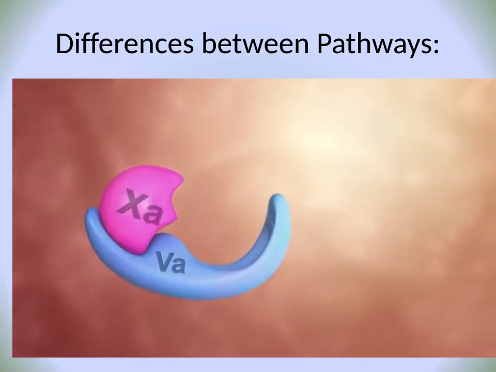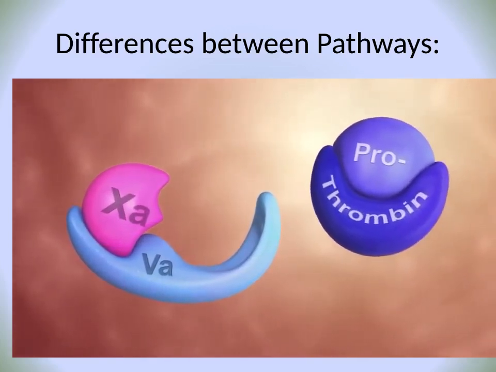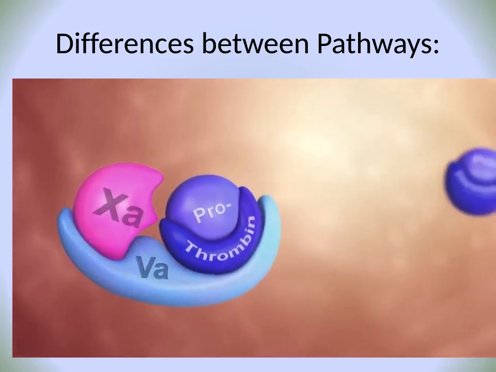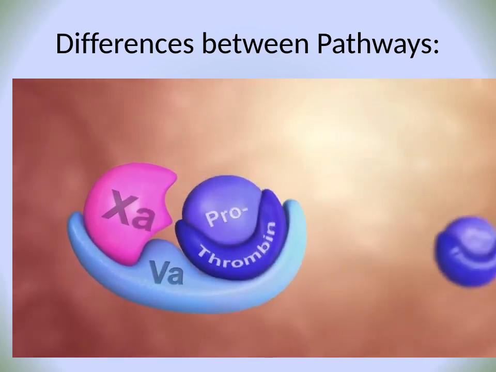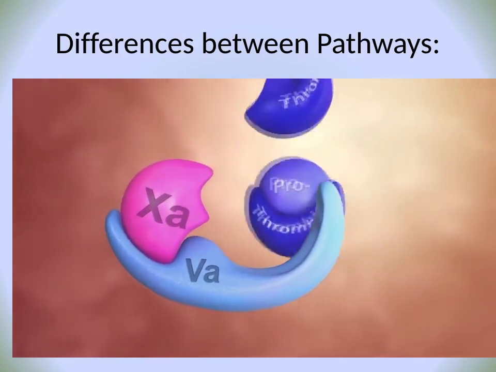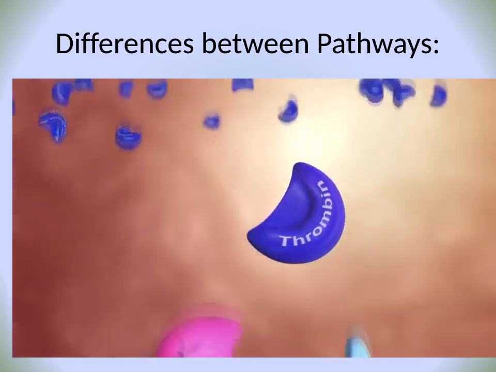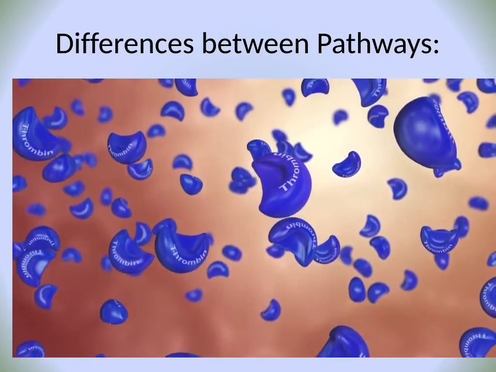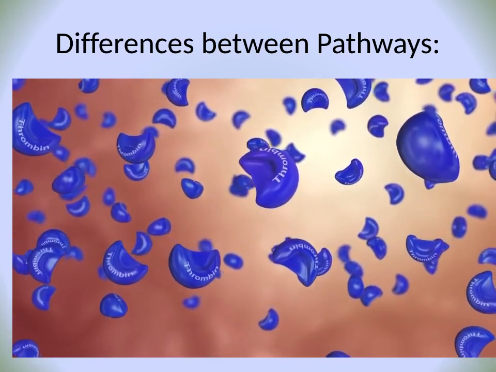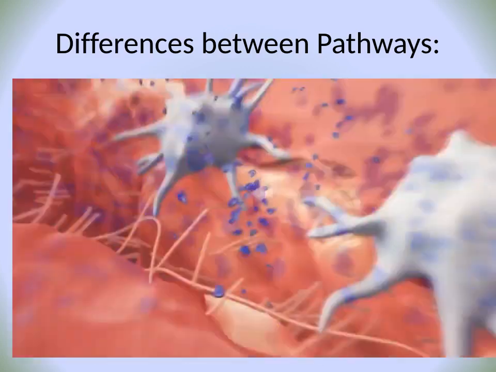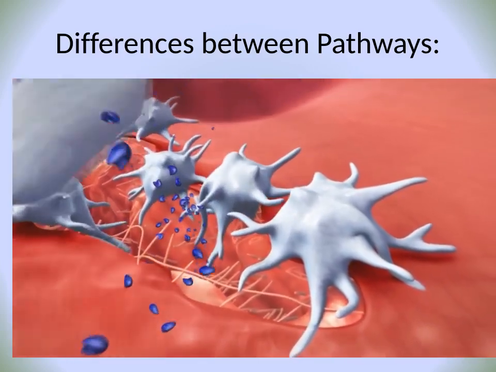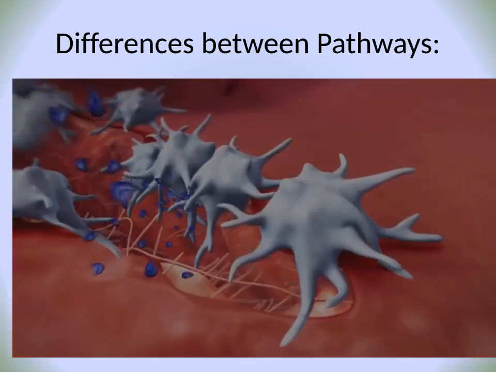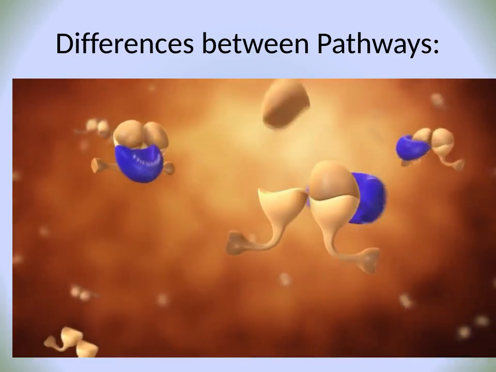Further down the cascade, factor 10A in combination with 5A activates thrombin and induces the so-called thrombin burst. One molecule of factor 10A can catalyze the formation of 1,000 molecules of thrombin. These large amounts of thrombin cause the further activation of platelets and the enhanced formation of fibrin.